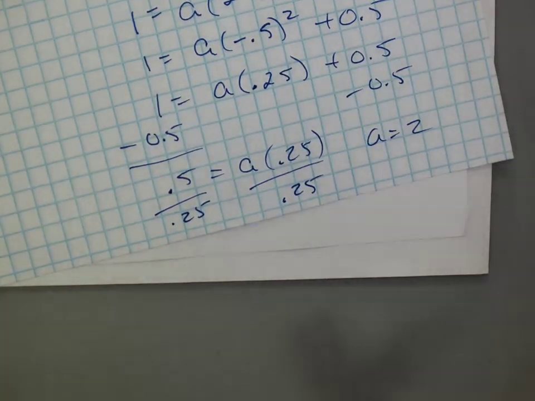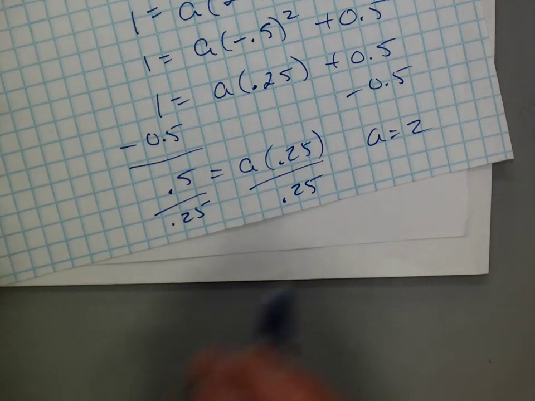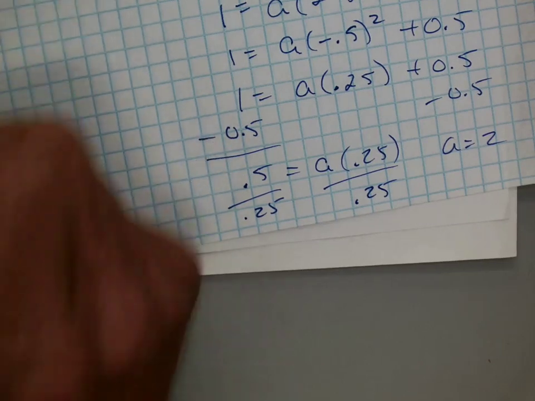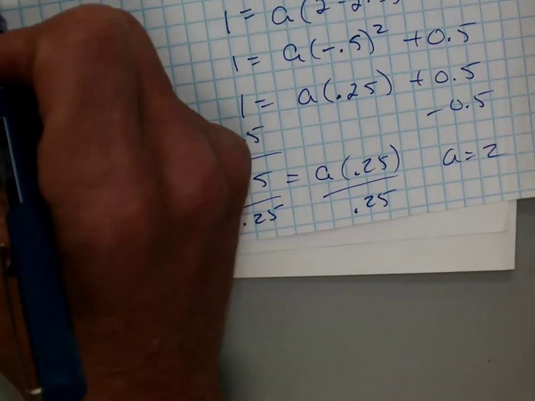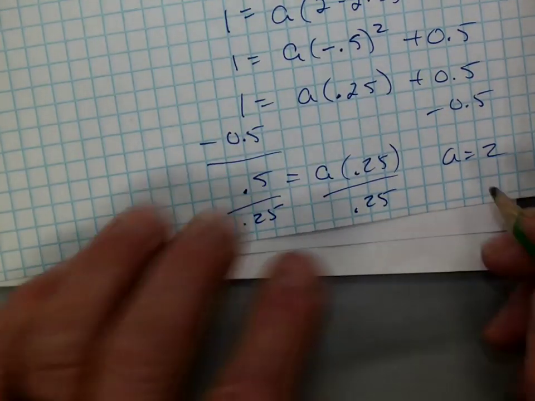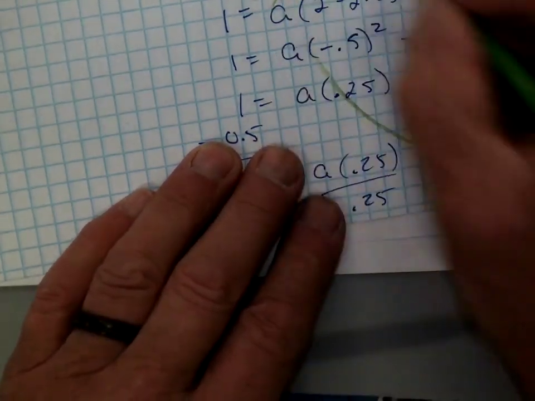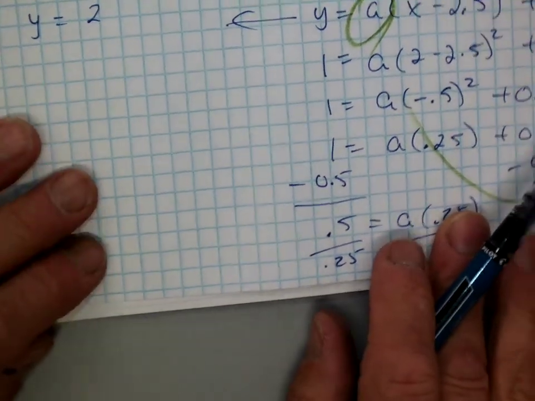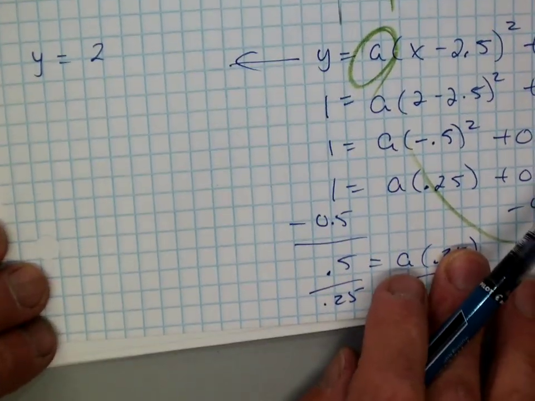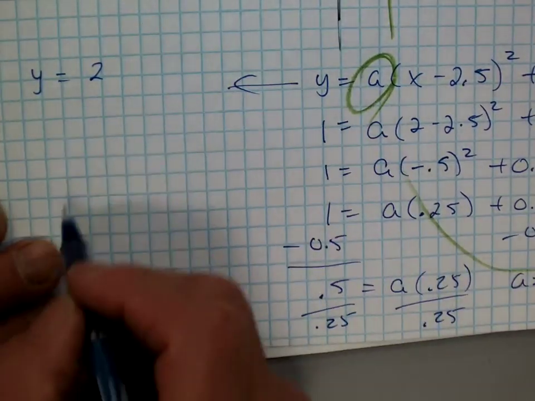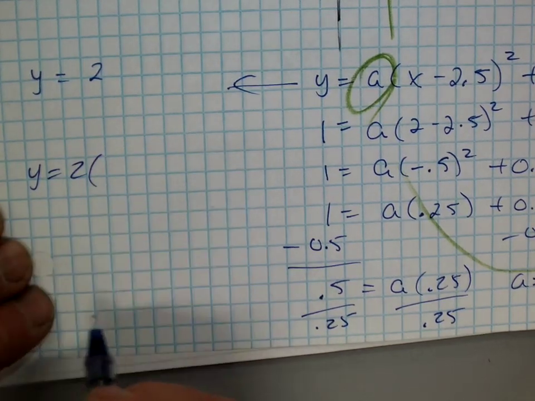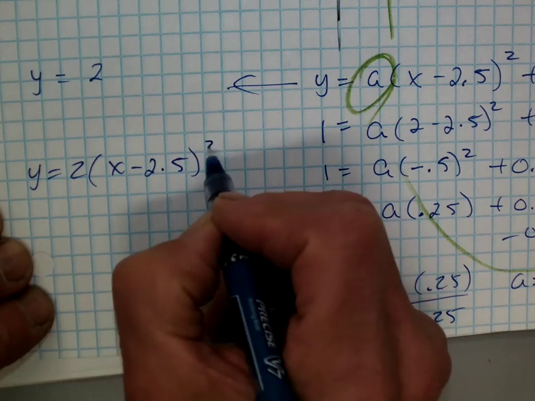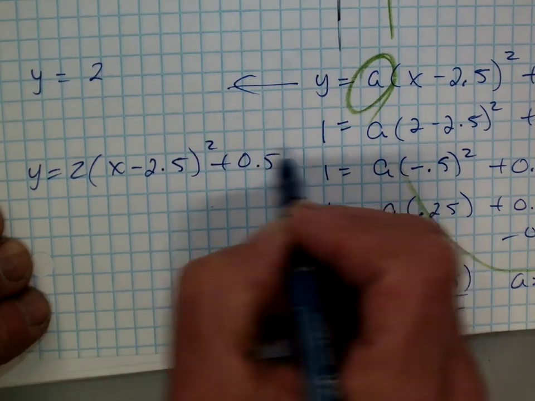Okay, so now I know the equation of this one. I can go back and say my equation is this. I take my 2, since that's the value of a, and plug it right there. So my answer is y equals 2 times (x minus 2.5) squared plus 0.5, okay? All right, that was easy.